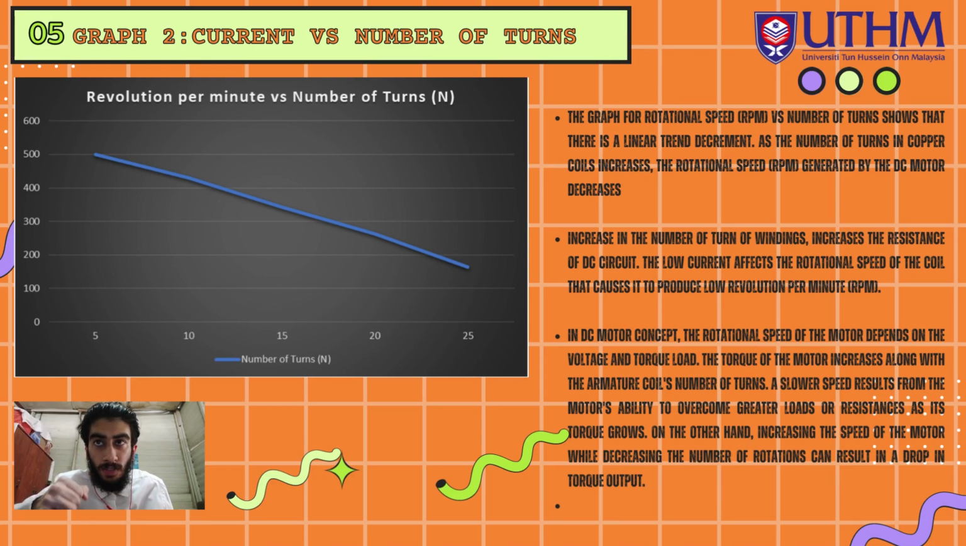In the DC motor concept, the rotational speed of the motor depends on the voltage and the torque load. The torque of the motor increases along with the armature coil number of turns. A lower speed results from the motor's ability to overcome greater loads or resistance as its torque grows. On the other hand, decreasing the number of turns can result in a drop in the torque output, but at the same time increases the speed of the rotor RPM.